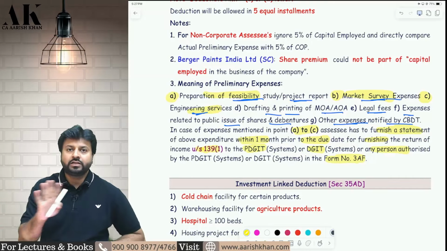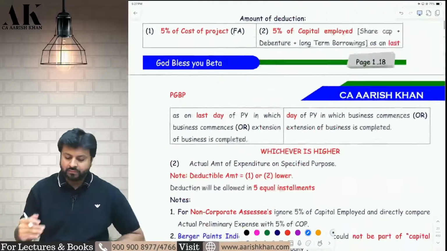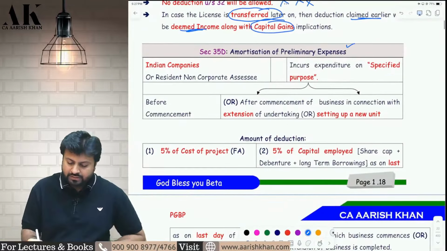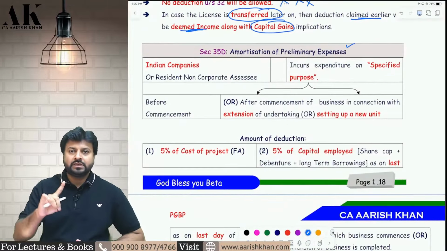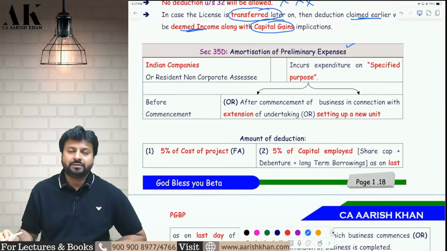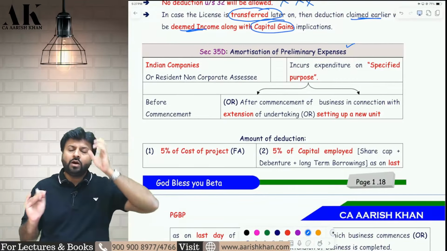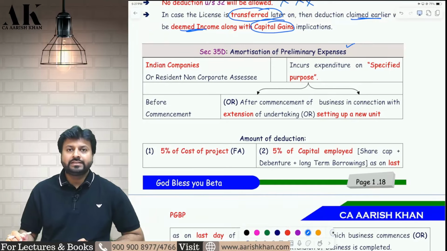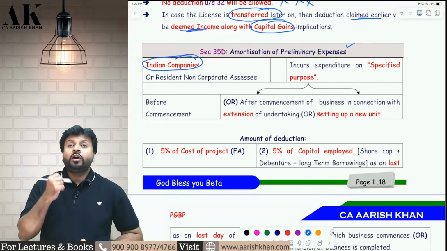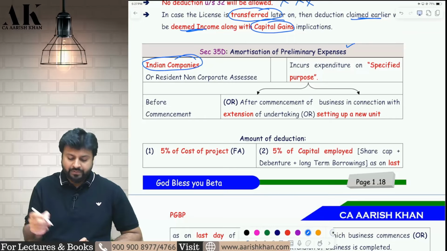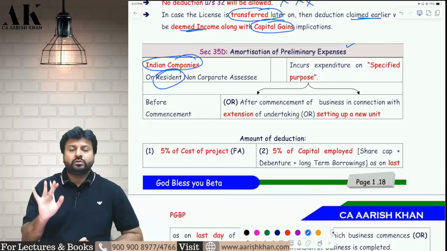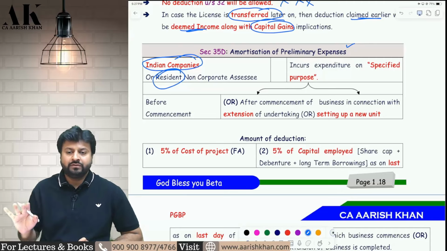Only then you will get the deduction, otherwise you are not going to get the deduction. So what I told you just now is what comes in the preliminary expense, and for three expenses you have to give a statement to the Income Tax Department relevant authority. Now, coming back to the section, this section is only available for Indian companies, and if you are not a company, if you are an individual, HUF, firm, LLP, then you need to be resident. So this is only for Indian companies and residents, it is not available for others.